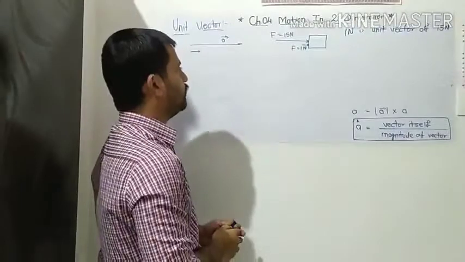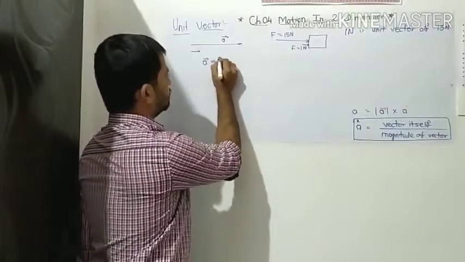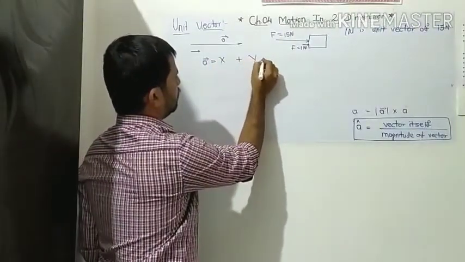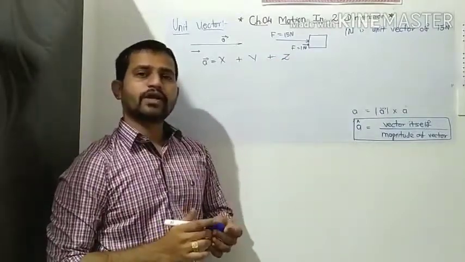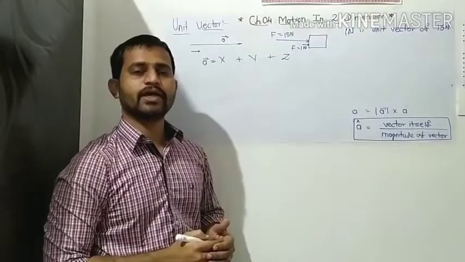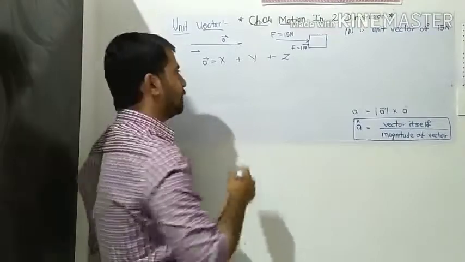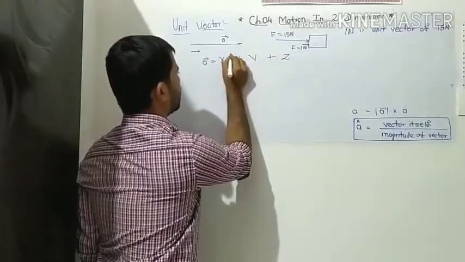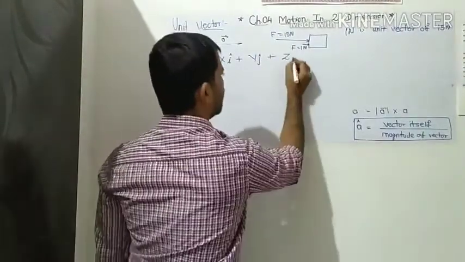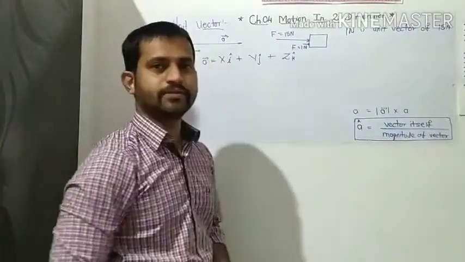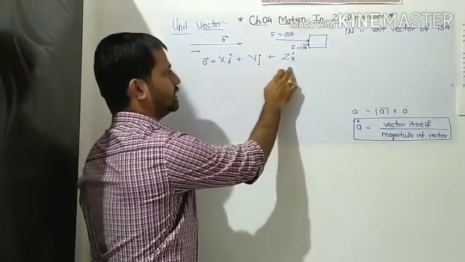Okay, so if we have the vector A, it is having the components x plus y plus z. Then the unit vector along each particular direction is given by its particular symbol, and those symbols are fixed for that particular direction. That is i cap along the x, then j cap along the y, and k cap along the z. Okay, we have x i cap plus y j cap plus z k cap.